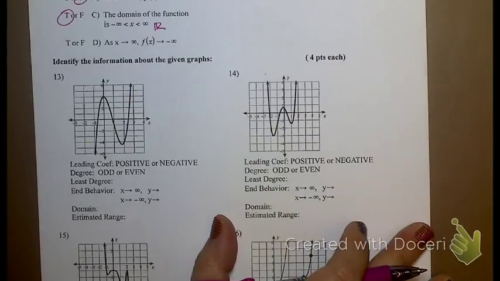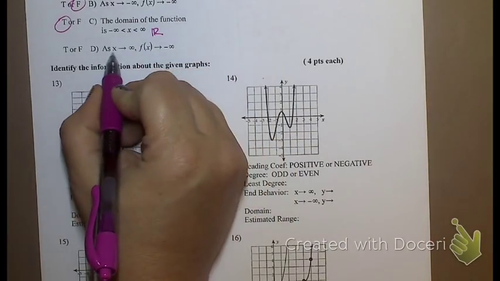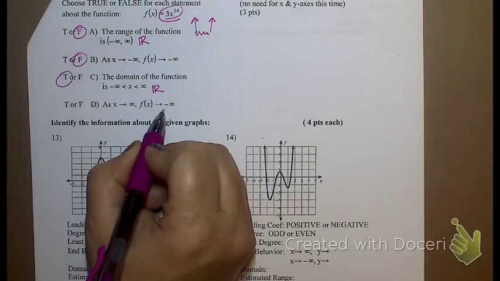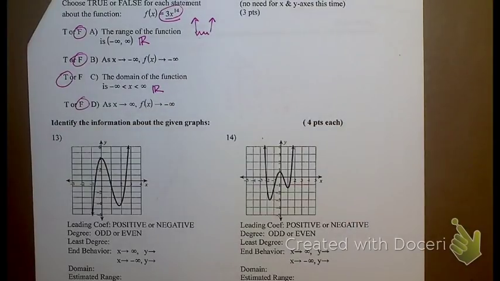Okay? And then this one, as x approaches infinity, meaning on the what side? Right. The right side, y is going down. False. Because on the right side it's going up. So false, false, true, false.